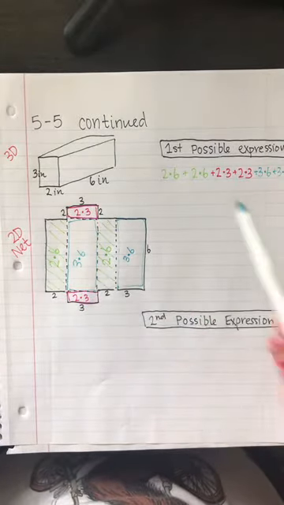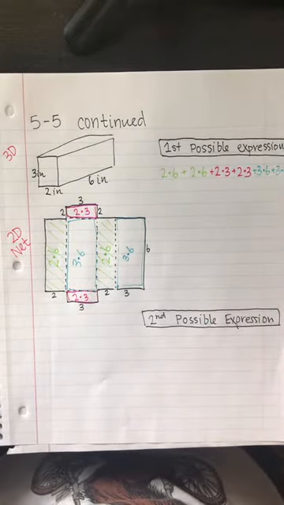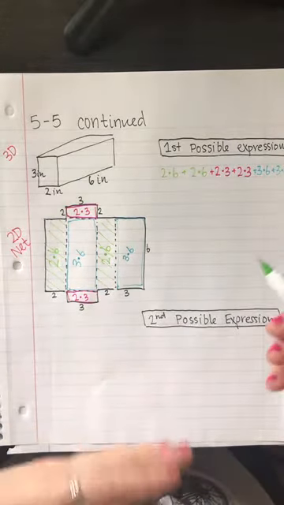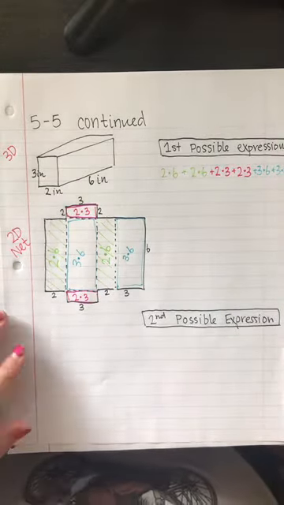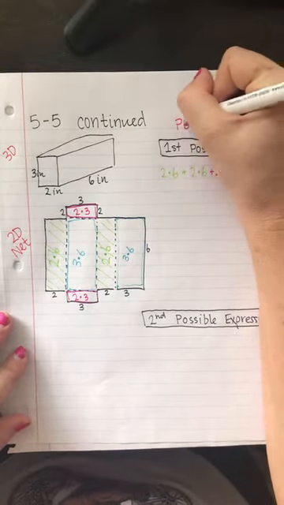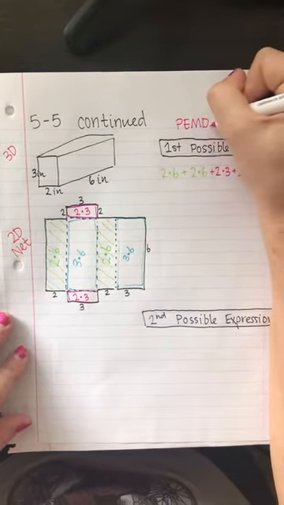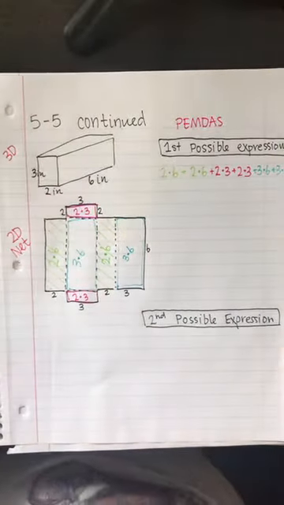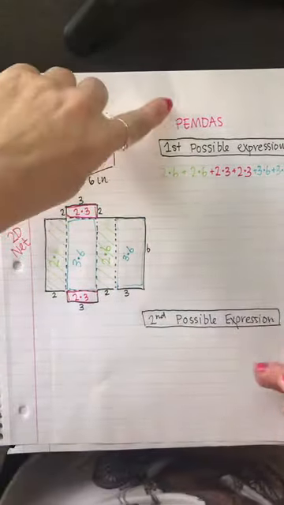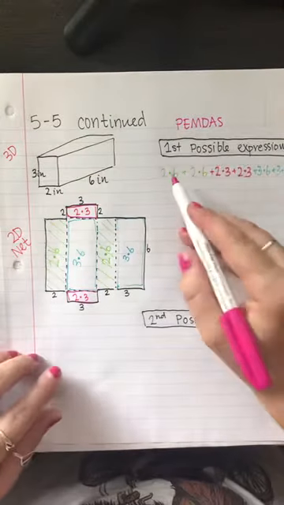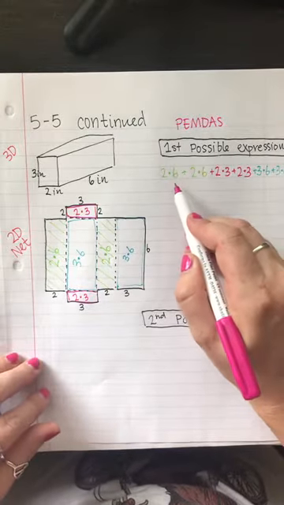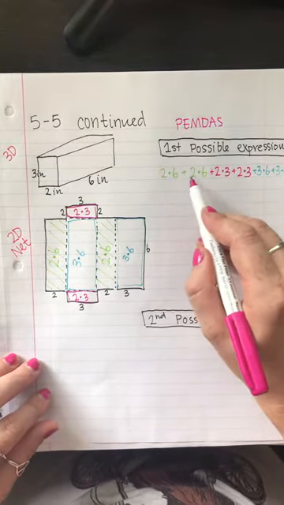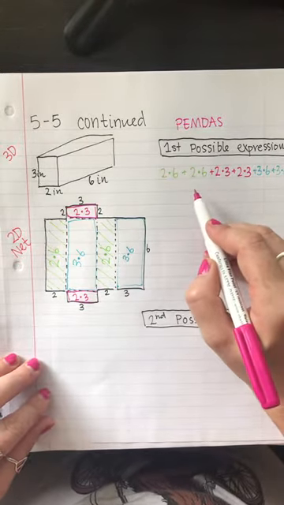There's 1, 2, 3, 4, 5, 6. I have 1, 2, 3, 4, 5, 6. And I would do the math and add them together. Again, you don't need to have parentheses around them. Because of the order of operations and using PEMDAS, you could put parentheses, but even without them, I'm still going to do all of the multiplication first. So I would be doing 2 times 6 plus 2 times 6.